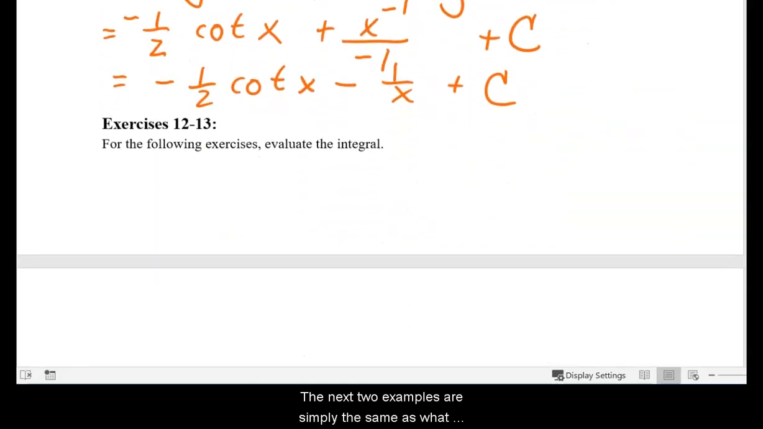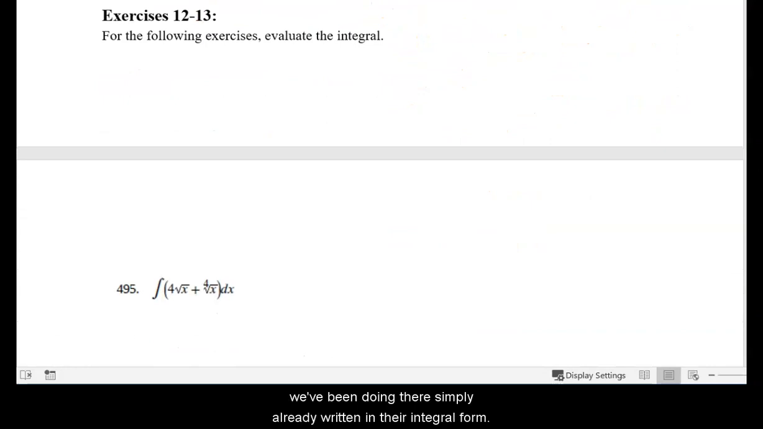The next two examples are simply the same as what we've been doing. They're simply already written in their integral form. Let's go ahead and handle those now.